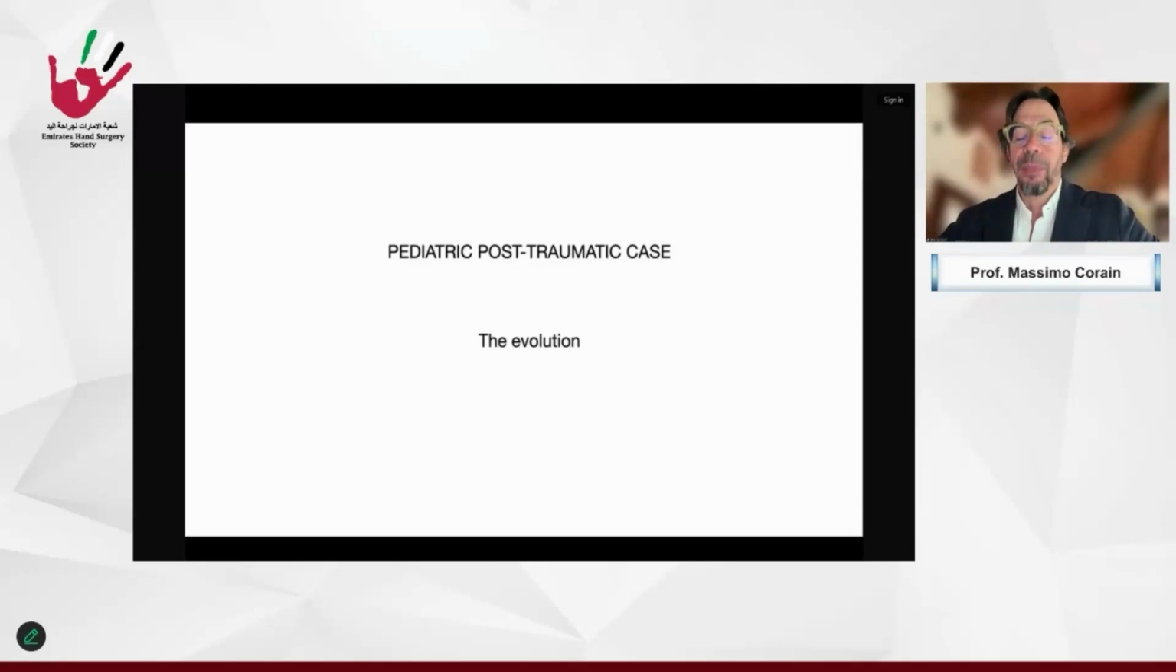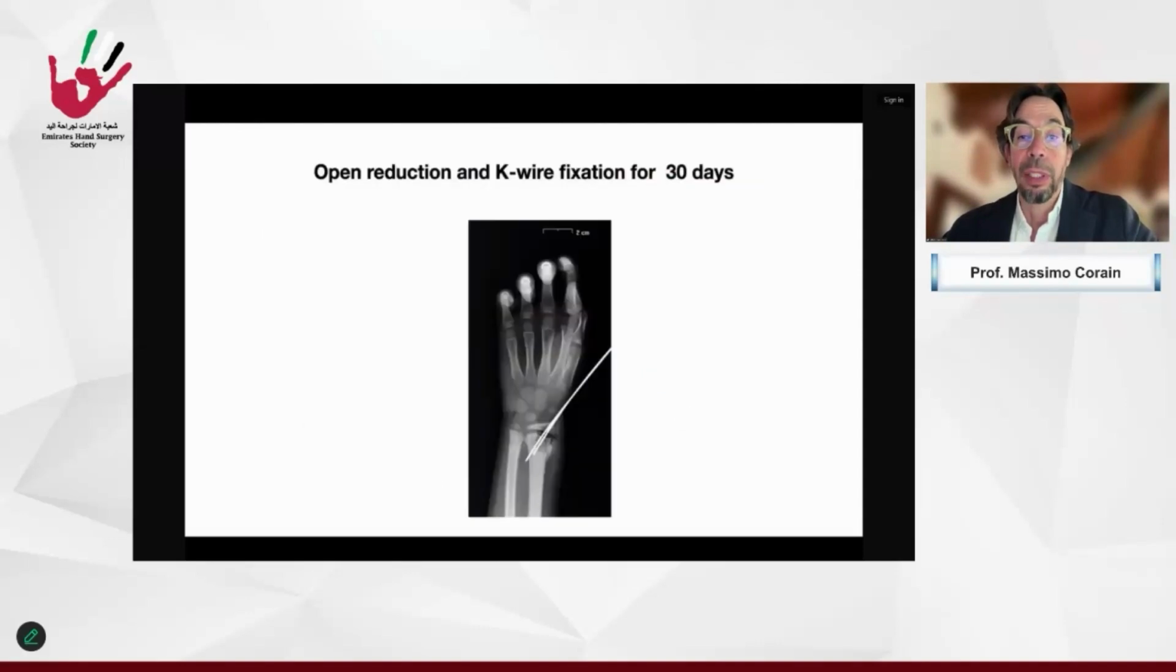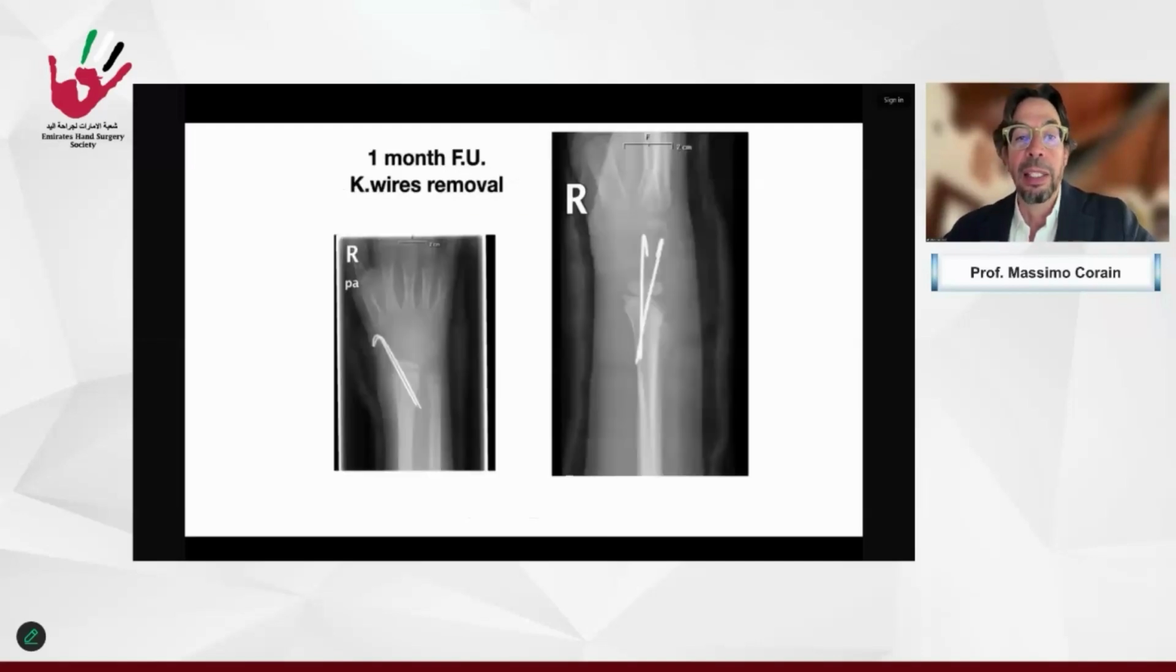And this is another case. I call it the evolution because I started to treat this patient with a normal approach, and then in a second step with a patient specific one. This patient, when he was 10 years old, had a missed Salter-Harris 1 fracture in 2014. It was not treated because it was missed, but after 1 month at the check, they saw the Salter-Harris fracture, so it was opened and stabilized with K-wires after 30 days. And this is the check after 1 month.